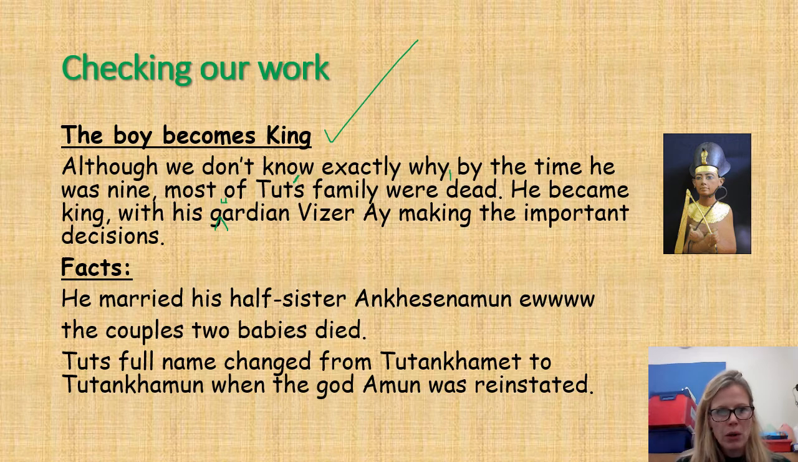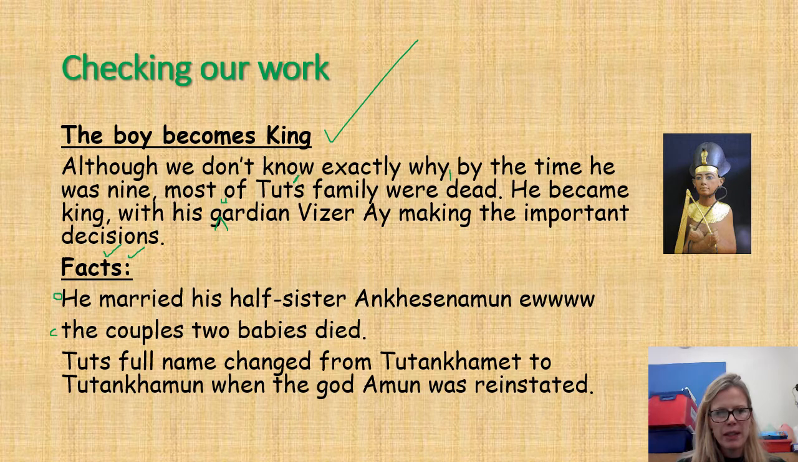Okay, so I've got facts, I've underlined it and I've put a colon in. That's what you should have done. If you didn't do that, then make your correction. He married his half-sister Ankhesenamun. The couple's 2 babies died. Tut's full name changed from Tutankhamet to Tutankhamun when the god Amun was reinstated. Okay, so I've got 3 good bits of information in there. Hopefully you've spotted though that I missed out my bullet points. So I'm putting those in.